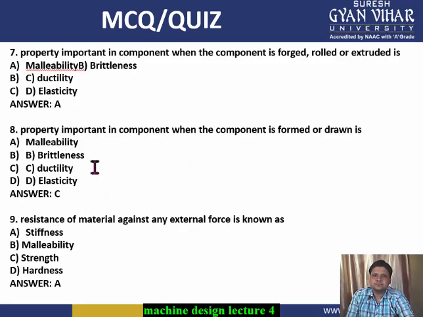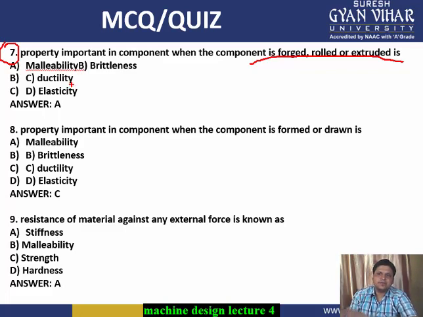Moving further, coming to the seventh MCQ. What is the seventh MCQ? The property important in a component when the component is forged, rolled or extruded is... Now here, what should be the correct answer? In my opinion, as we have already discussed, if any material can be beaten into thin sheets, then that property is known as malleability. So option 1 is the correct answer.